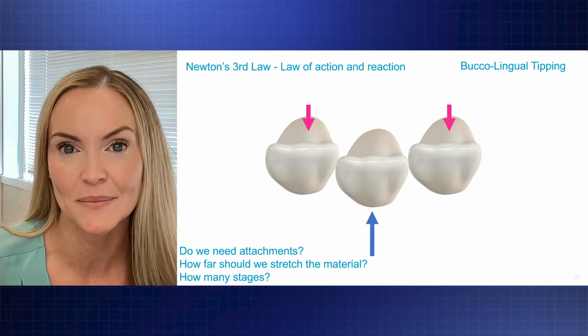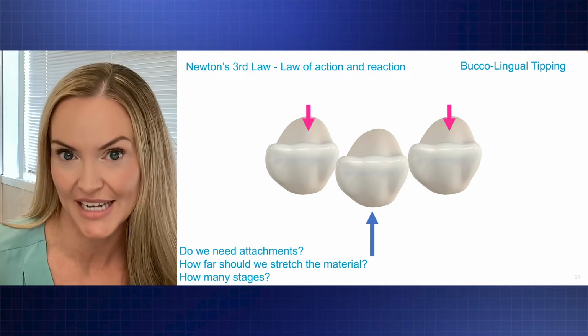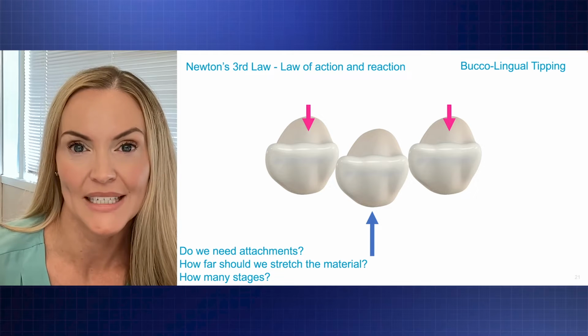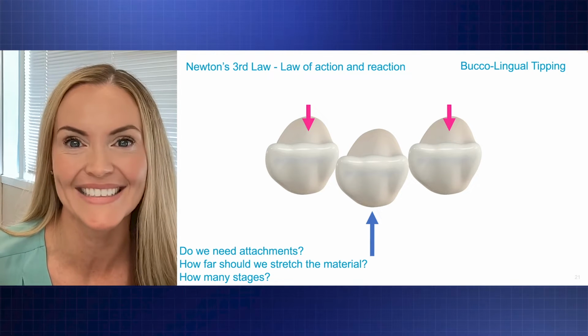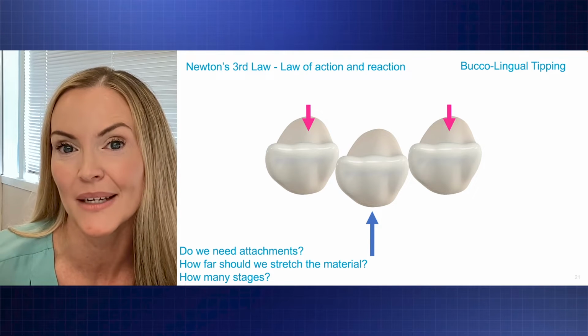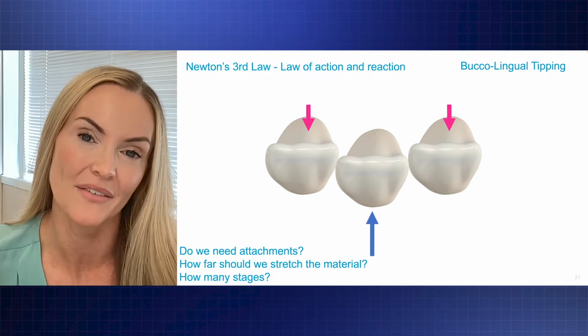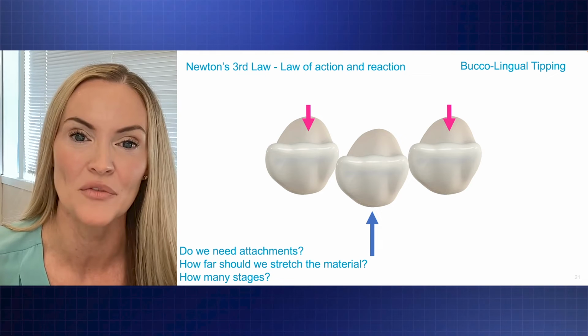So in some systems, it's 1/4 millimeter per stage. And then how many stages? You divide up the amount that you need to move the tooth. Say you have a limited case, the tooth is out of alignment by 1 millimeter. It might take you 4 to 5 aligners in order to achieve that movement.